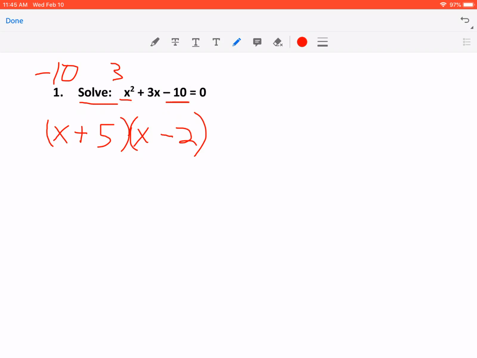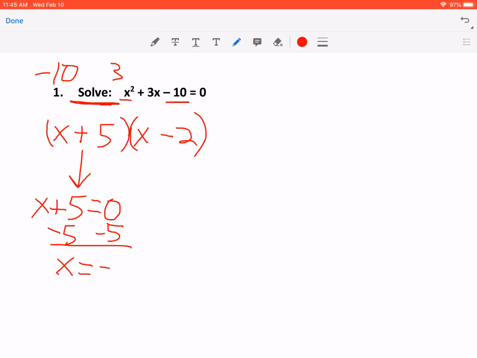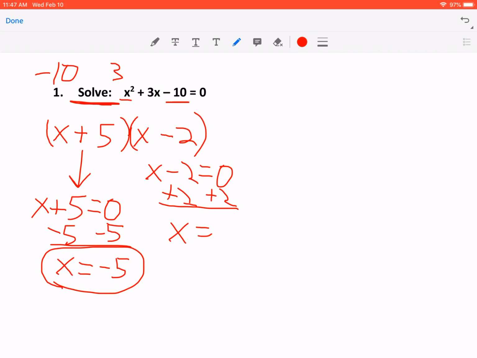Now remember, solve means set this equal to 0. So x plus 5 equals 0. Well, how do you get rid of a plus 5? Just subtract 5 on both sides or bring it over. And 0 minus 5 is negative 5. So what that means is the parabola should hit the x-axis at negative 5. And then x minus 2 equals 0. How do you get rid of a minus 2? Add 2. And we get x equals 2.